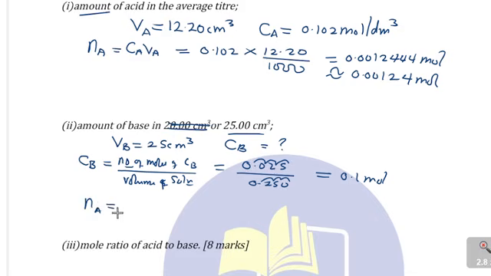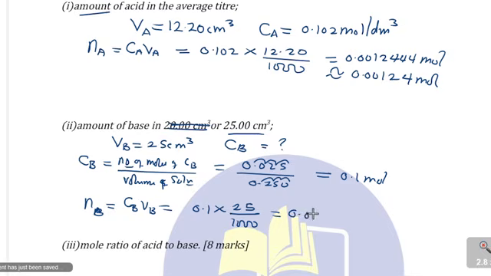So the number of moles of acid now is going to be the number of moles of base, CbVb. We have calculated Cb to be 0.1 and our Vb is given as 25 over 1000. If you compute this, you should get 0.0025. So 0.00250 should be our number of moles.